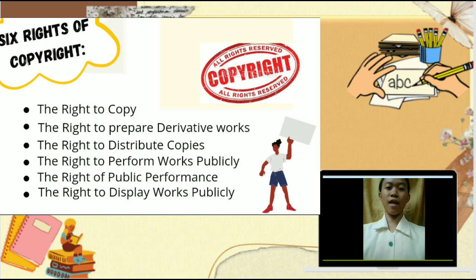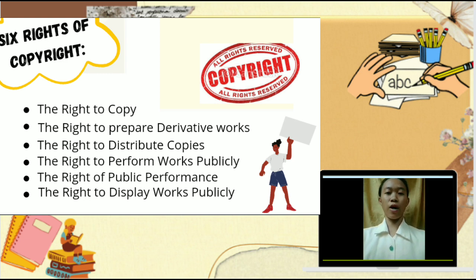So let's proceed now to the 6 rights of copyright. The first one is the right to copy, which means that if one creates something artistic that is fixed in some medium, only that person who holds the copyright may make a copy of the thing created. Then, the right to prepare derivative work. A derivative work is a movie made from a book or a video game based on a popular movie.